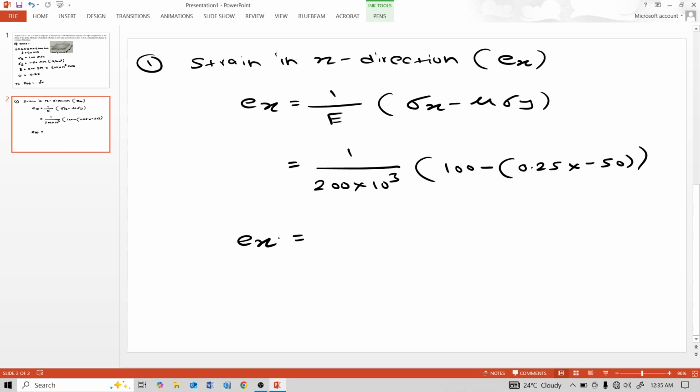So strain in x direction is, calculate 0.25 into minus 50, 100 minus that, divided by 200 into 10 raised to 3. It is 5.625 into 10 raised to minus 4. Strain has no unit, and strain in x direction for that plate is 5.625 into 10 raised to minus 4.